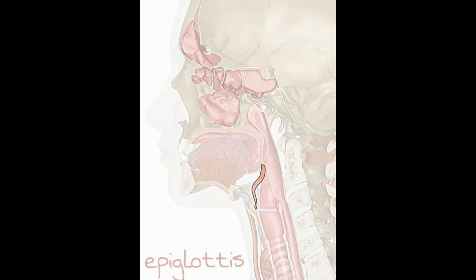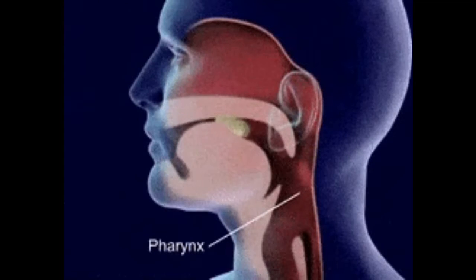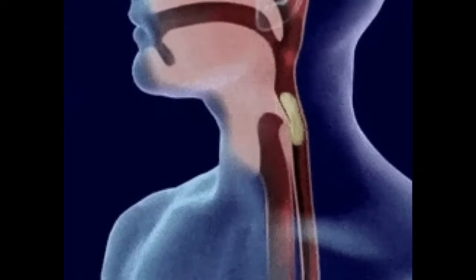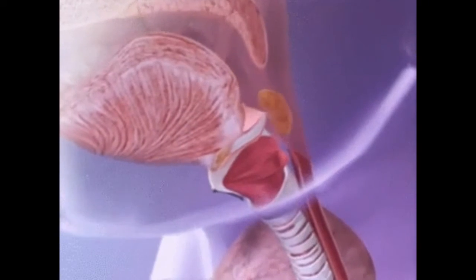The epiglottis is a flap of elastic cartilage that acts as a switch between the trachea and the esophagus, because the pharynx is also used to swallow.